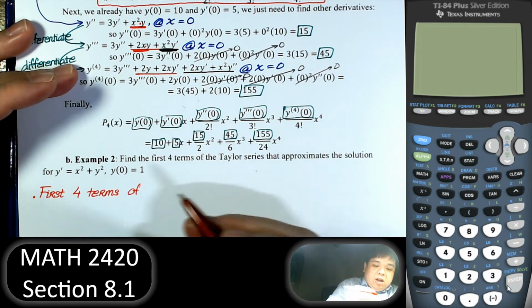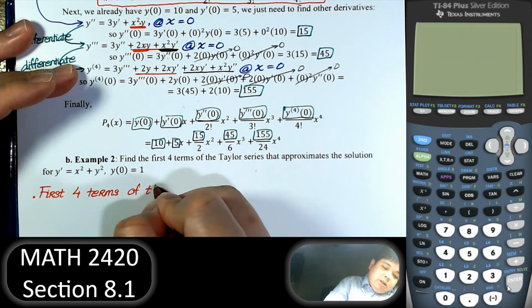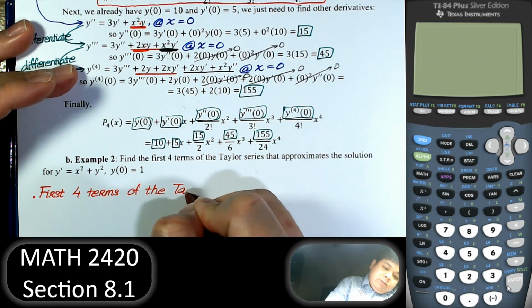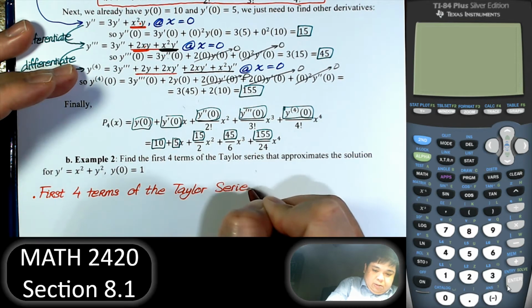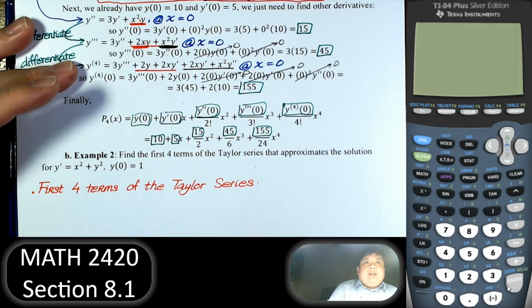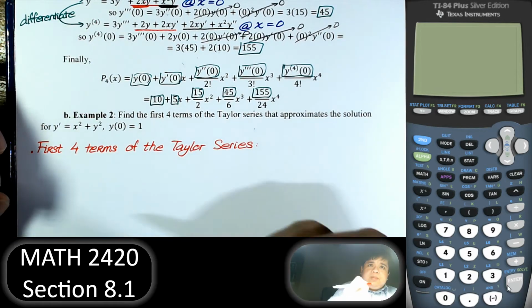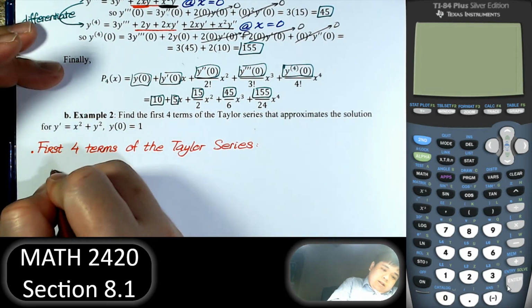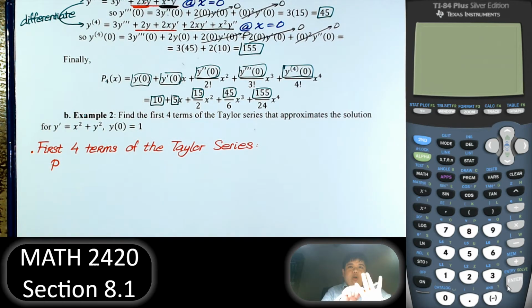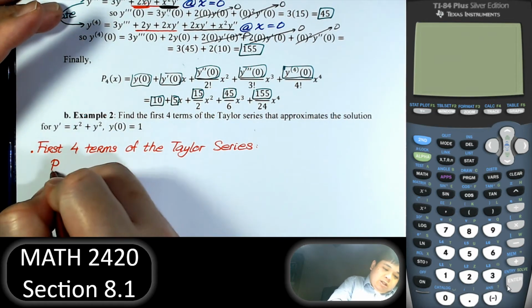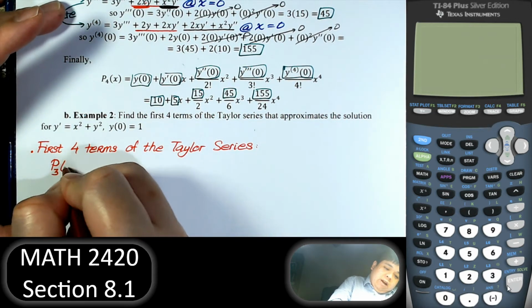First 4 terms of the Taylor series or the Taylor polynomial. Alright, so let's write out the first 4 terms. We start with power 0, 1, 2, 3. So we only stop at the 3rd power. So P3 of x.